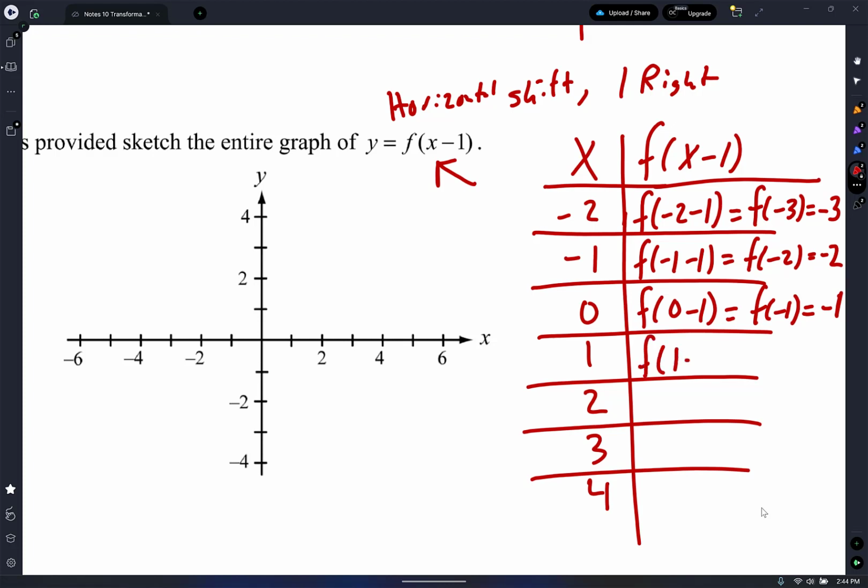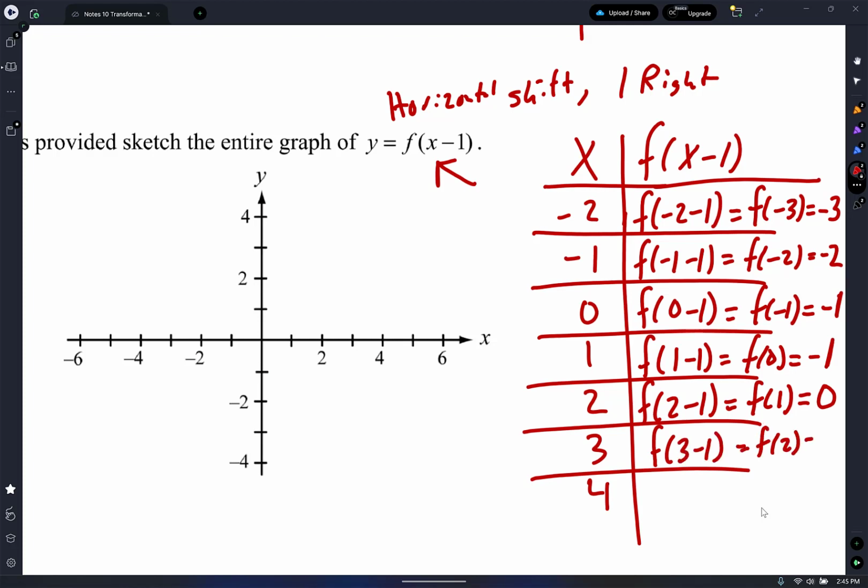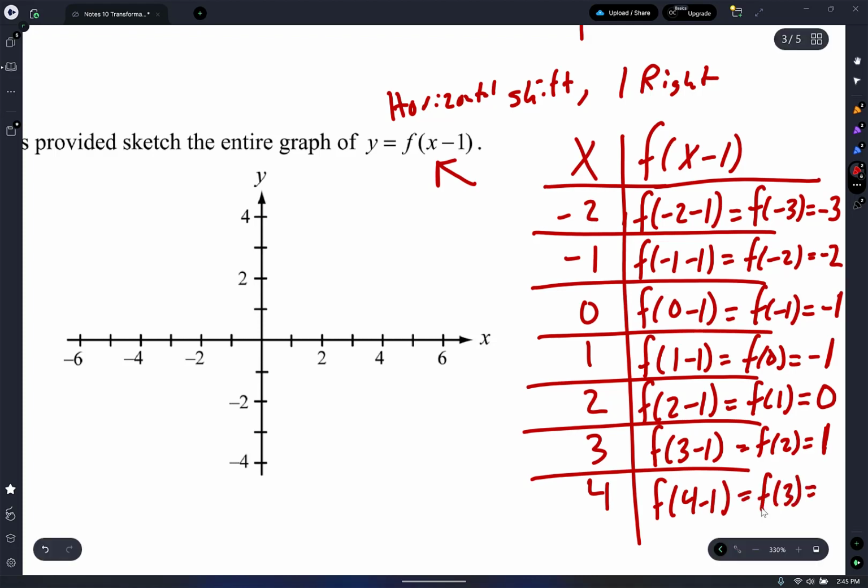F of 1 minus 1 is just f of 0. And f of 0 was negative 1. F of 2 minus 1 is f of 1. And f of 1 was 0. F of 3 minus 1 is f of 2. And f of 2 was 1. And then finally the last one, f of 4 minus 1, that's f of 3. And f of 3 was back to 0.